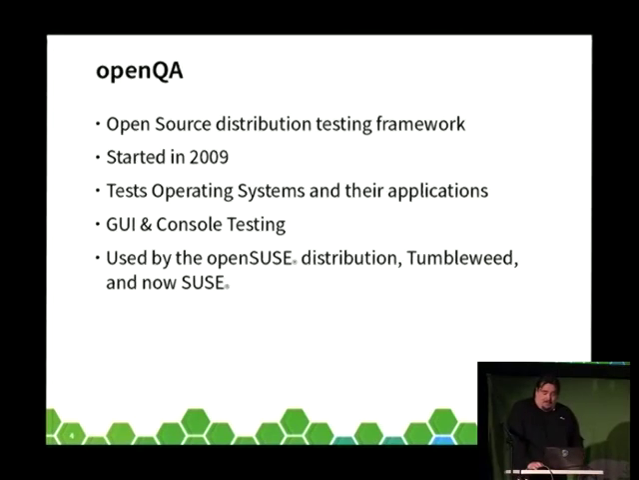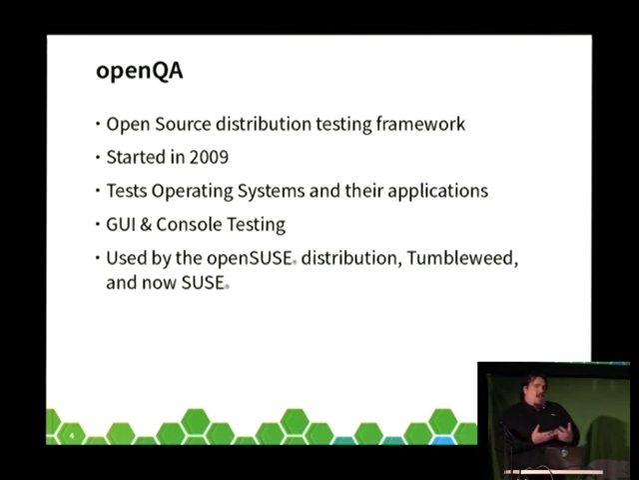So what is openQA? Well, it's a distribution testing framework. It's actually any software testing framework. We don't care which Linux distribution you put in it. Obviously, I'm going to talk about Fedora. We've also had Android running in there. We also have Windows running in openQA now. So any operating system of any kind or the applications inside it can be tested with openQA.